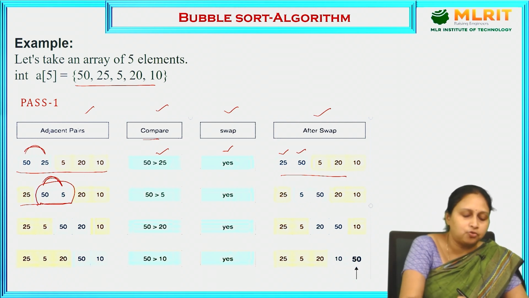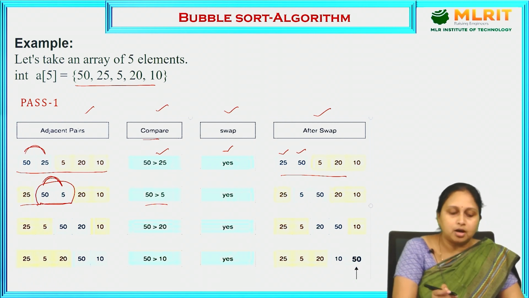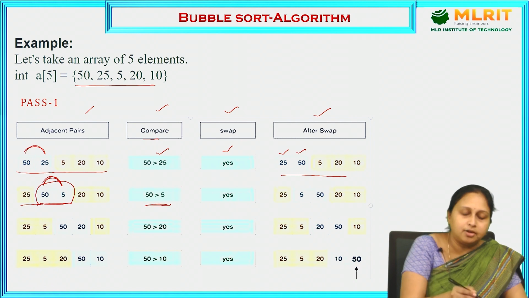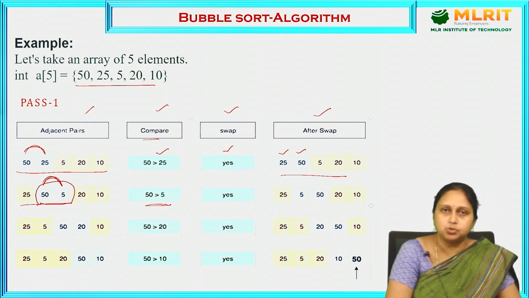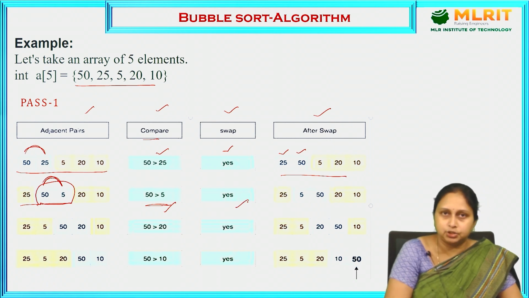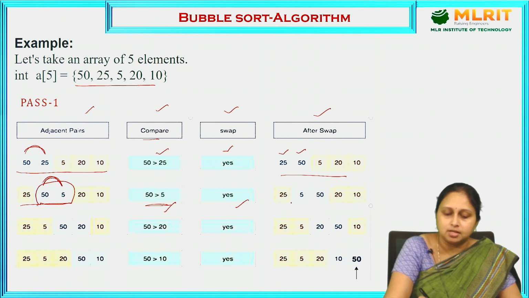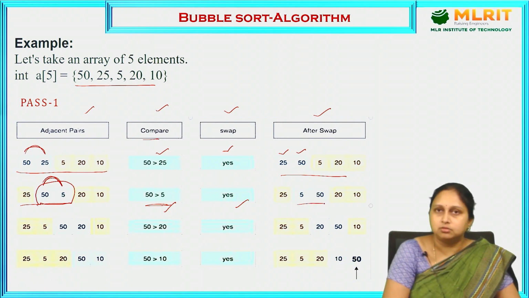Now, again, check whether 50 is greater than 5. Those two become the adjacent elements. Now, compare 50 greater than 5. Is the condition true? Yes, 50 is greater than 5, so we are going to perform the swapping. After swapping, these are the elements arranged in the array.